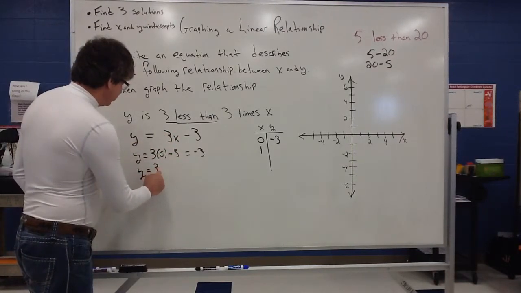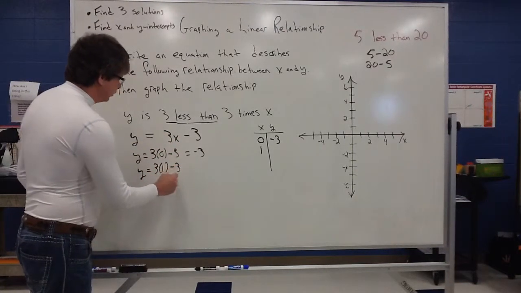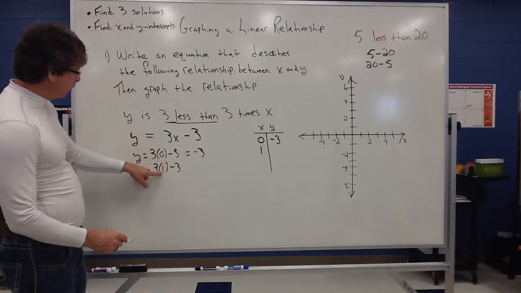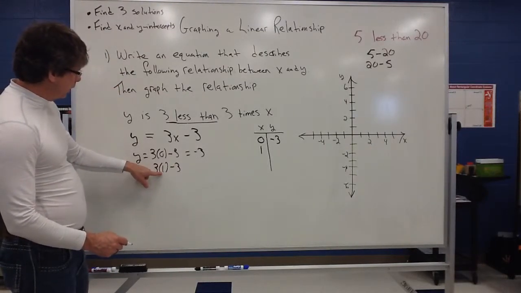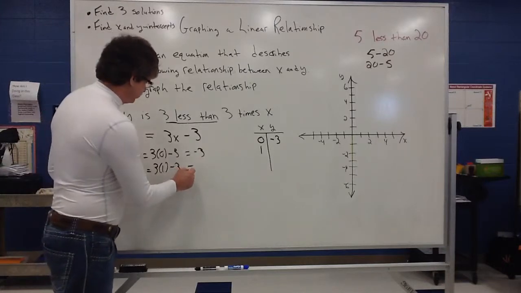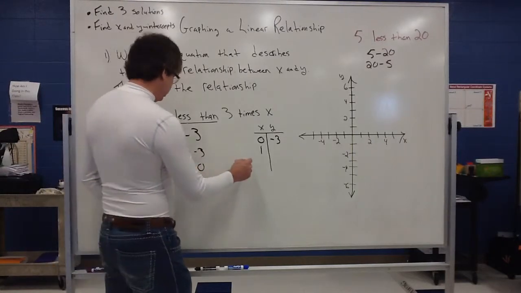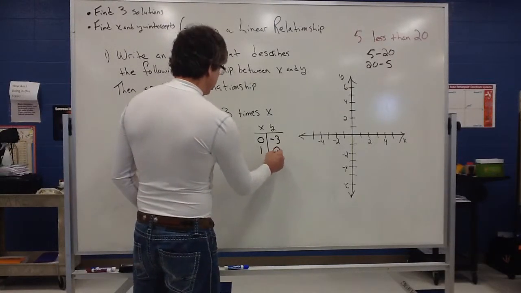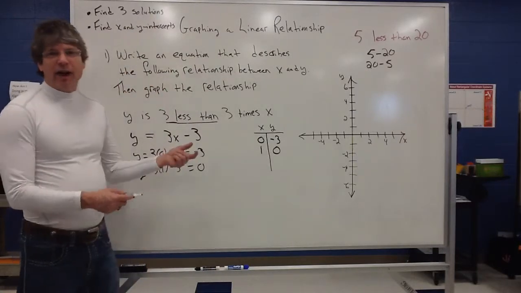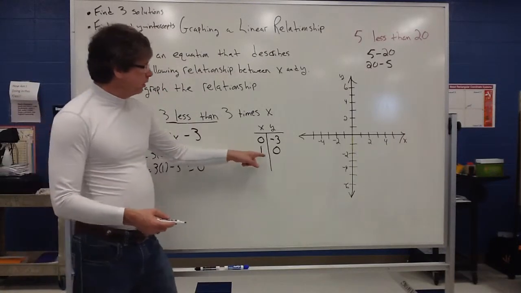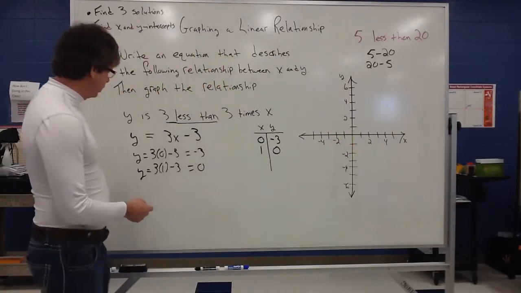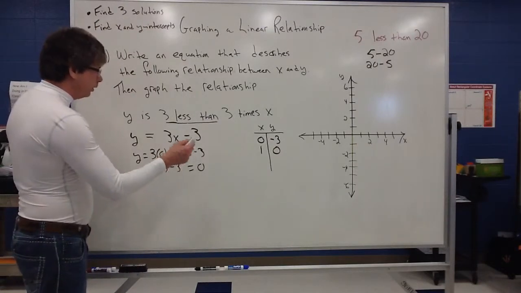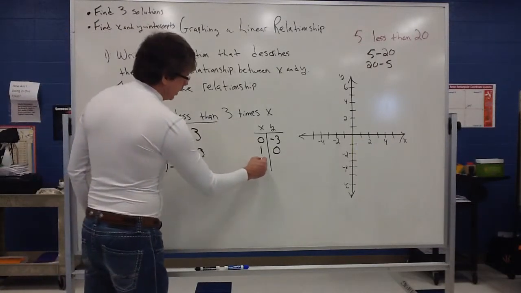Y is equal to 3 times 1 minus 3. Well, 3 times 1 is 3. 3 minus 3 is 0. So I end up with 1, 0. Ironically, I've actually found the x-intercept. So, and if I want to go ahead and do a third point, that's what I was out to do.